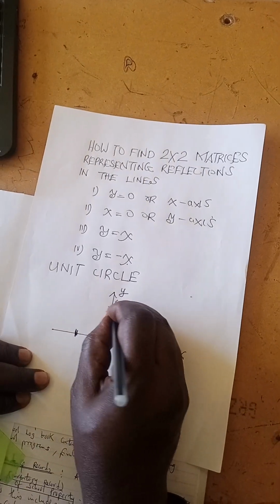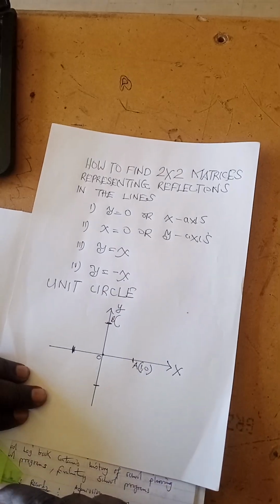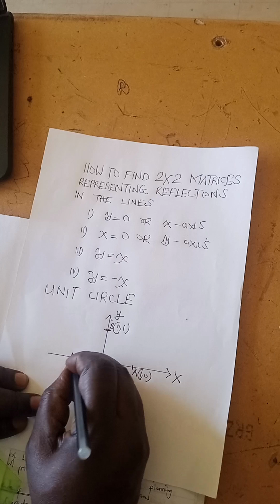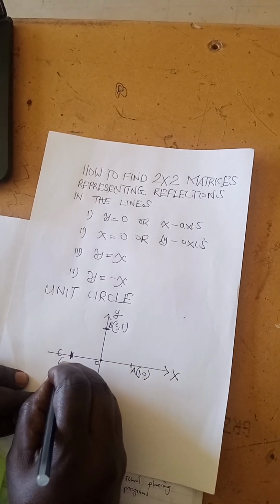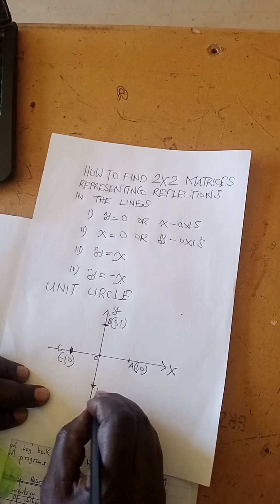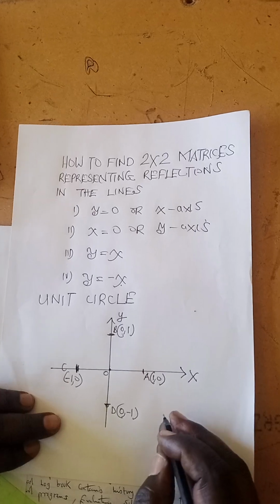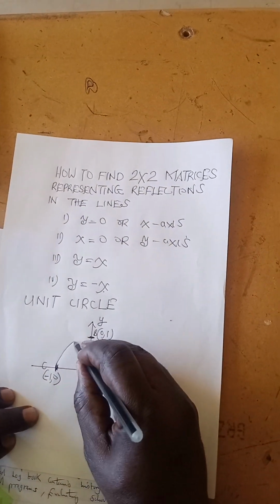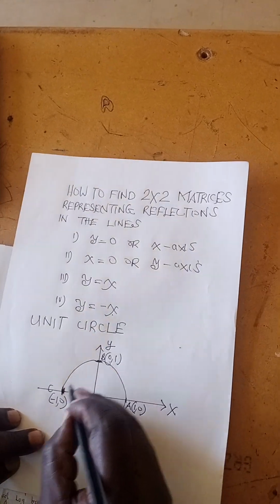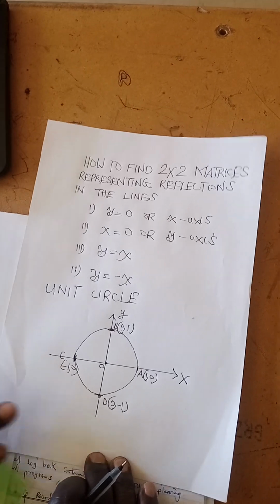Then this point, I'll call it B. We are going to name these points in the anti-clockwise manner all the time. So this is going to be 0, 1. Then this point, we shall call it C. It's going to be negative 1, 0. This point, we shall call it D, and it will be 0, negative 1. So this circle that we can draw now, this circle here, we are going to call it a unit circle. This is a unit circle.